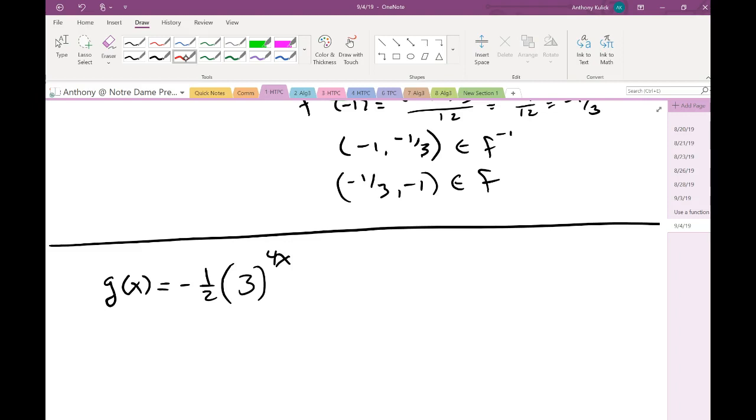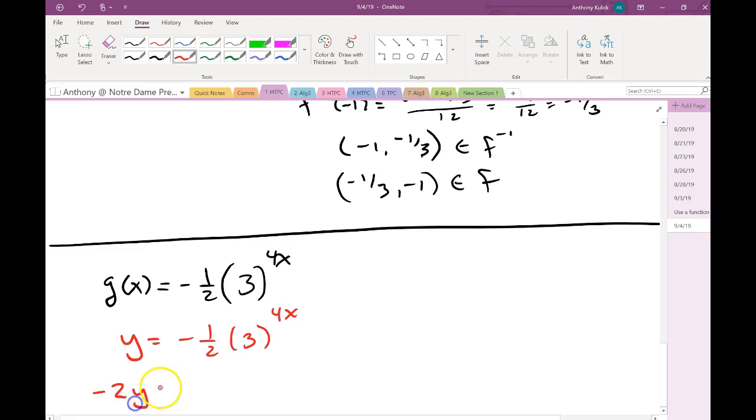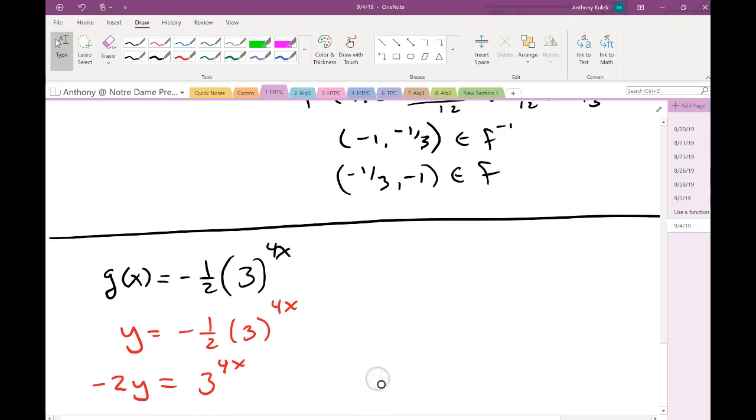Okay, so again, we'll start by replacing the function notation with y equals notation. The first step I should do is, dividing by a fraction is the same as multiplying by its reciprocal. So let's just multiply by -2. It's the same thing, but that's a lot neater than dividing by the negative fraction. Everybody agree with that? Okay. Now what's up?